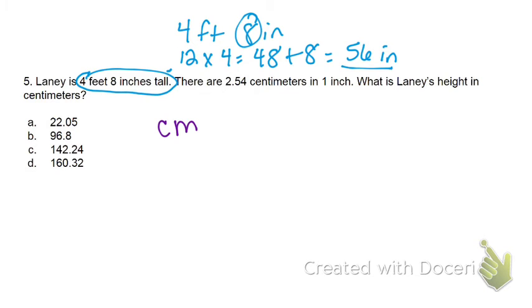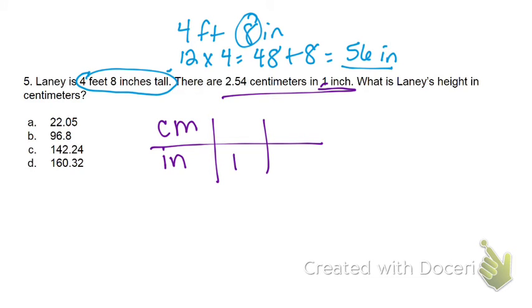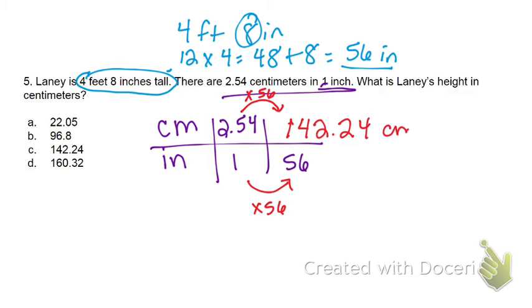Okay, we're going to set up a ratio table with centimeters and inches. That 1 inch is 2.54 centimeters, but she's 56 inches tall. So what strategy could I use here to solve this? Yes, you could cross multiply and divide. You could also look for a scale factor. Okay, I'm going to say 1 times 56 is 56. So 2.54 times 56 there would be 142.24 centimeters. And that is your answer. Make for sure you wrote down the work, okay?